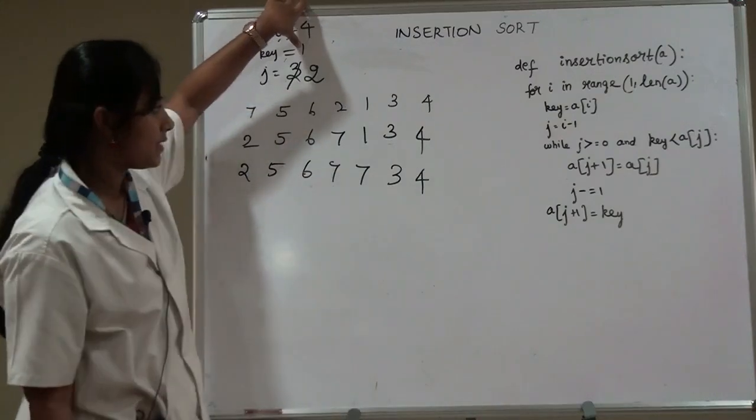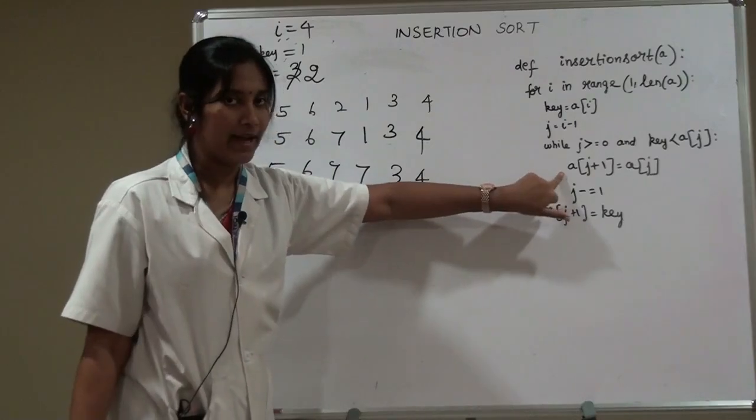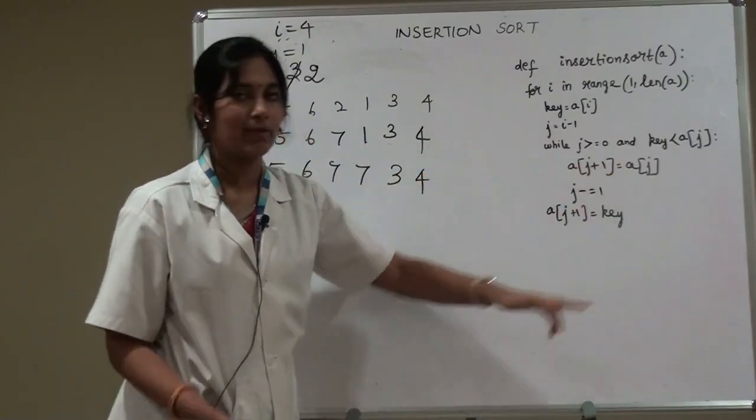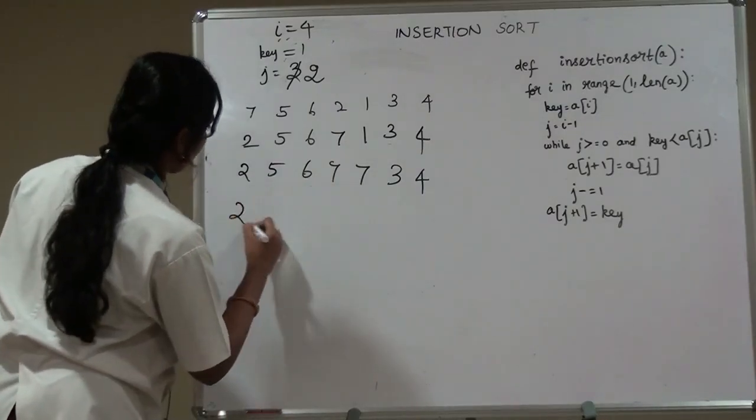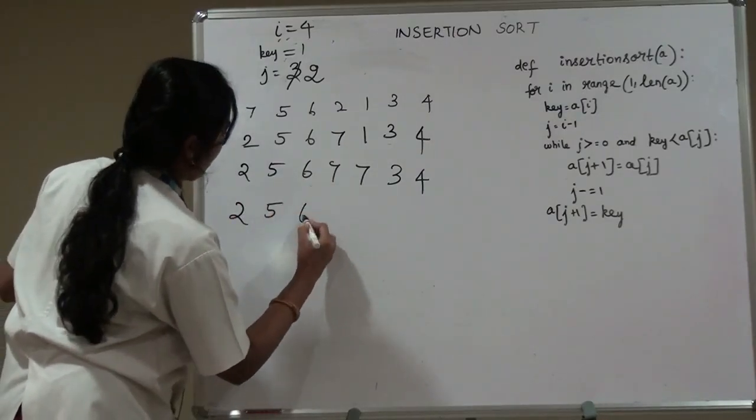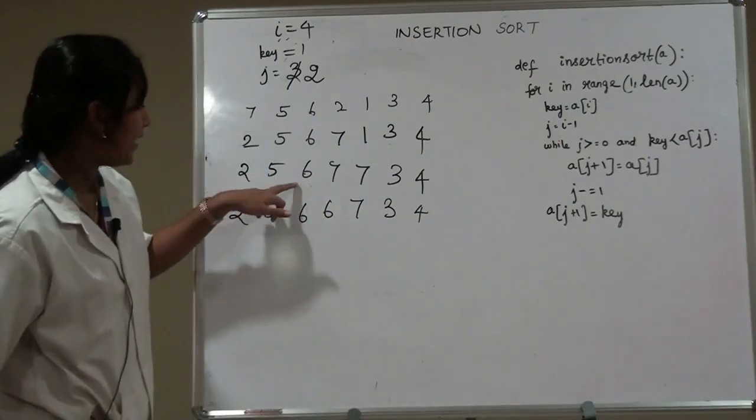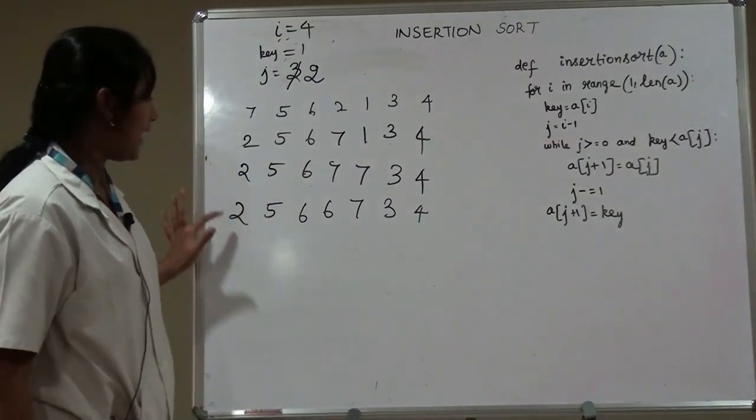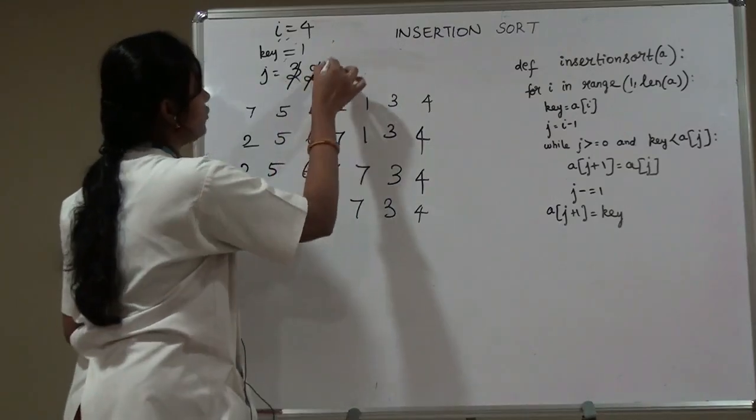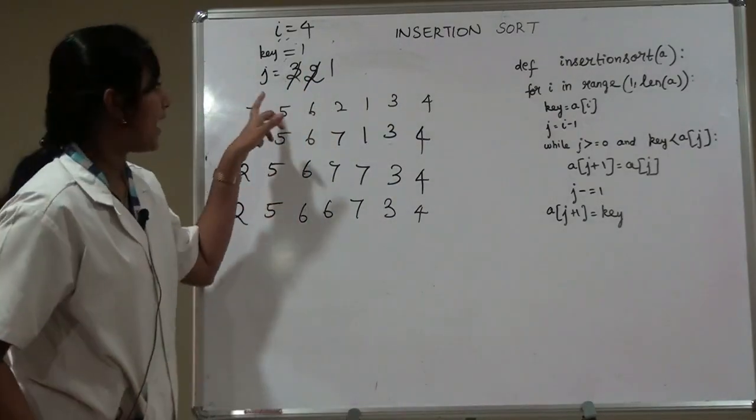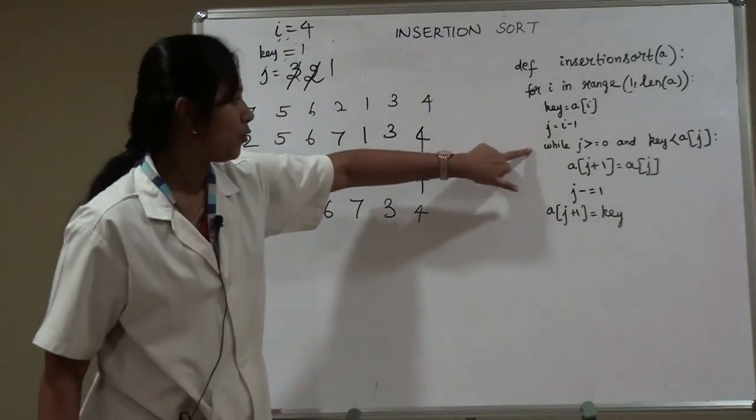So condition is satisfied. So what should I do? I should move my element to the right. So which is a of j plus 1 equal to a of j. So what am I doing? When I do this, after doing that, I will have my position like this. Now what should I do? I should decrement j. So when I decrement j, I will get 1. After that, again I should go back and execute my loop.